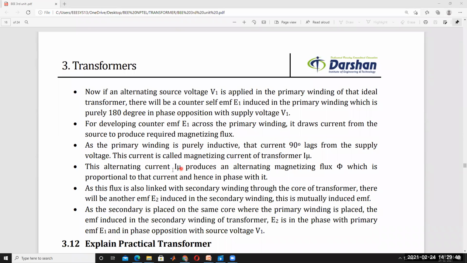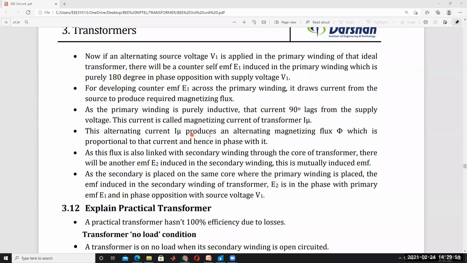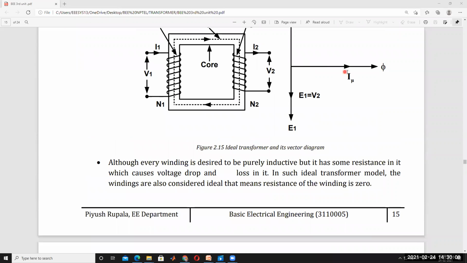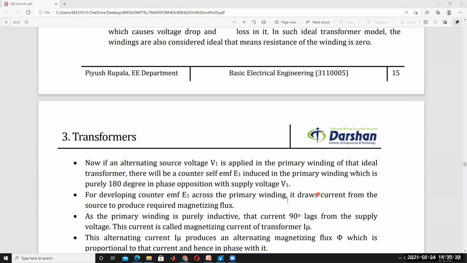This alternating current I mu produces an alternating magnetizing flux phi, which is proportional to the current and in phase with it. That's why the magnetizing current I mu and the magnetizing flux phi are both in phase. Because of the magnetizing current I mu, flux is developed in the transformer primary winding and links with the secondary winding. Understood? So this is the vector diagram of an ideal transformer.